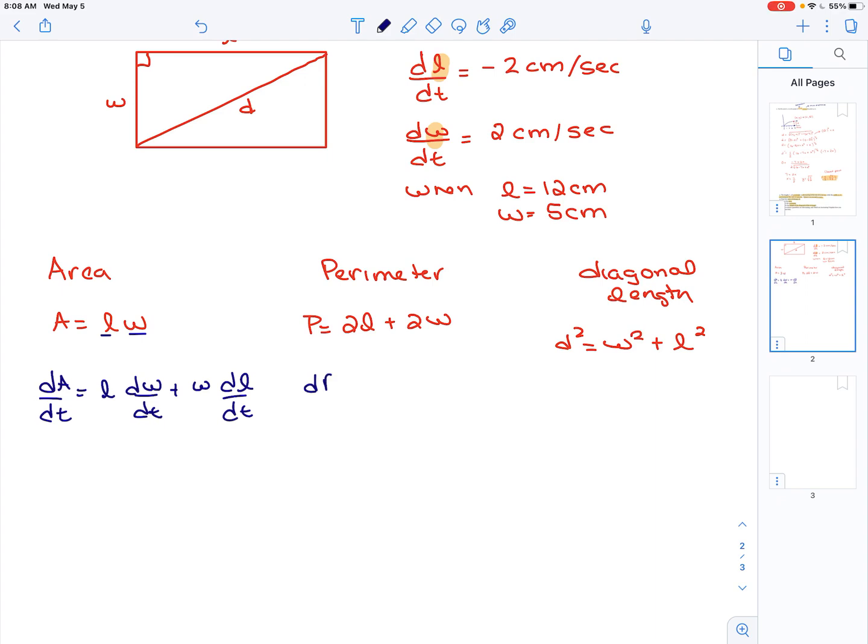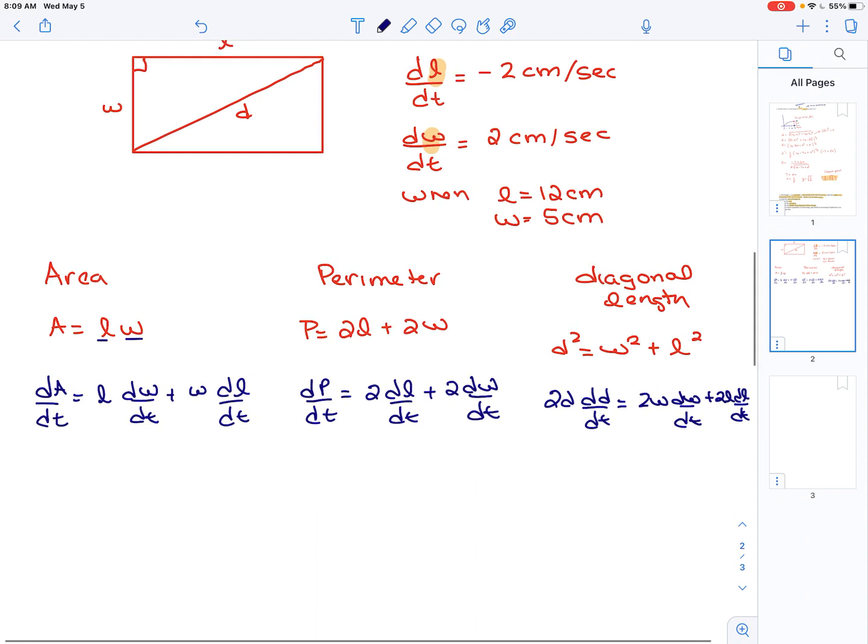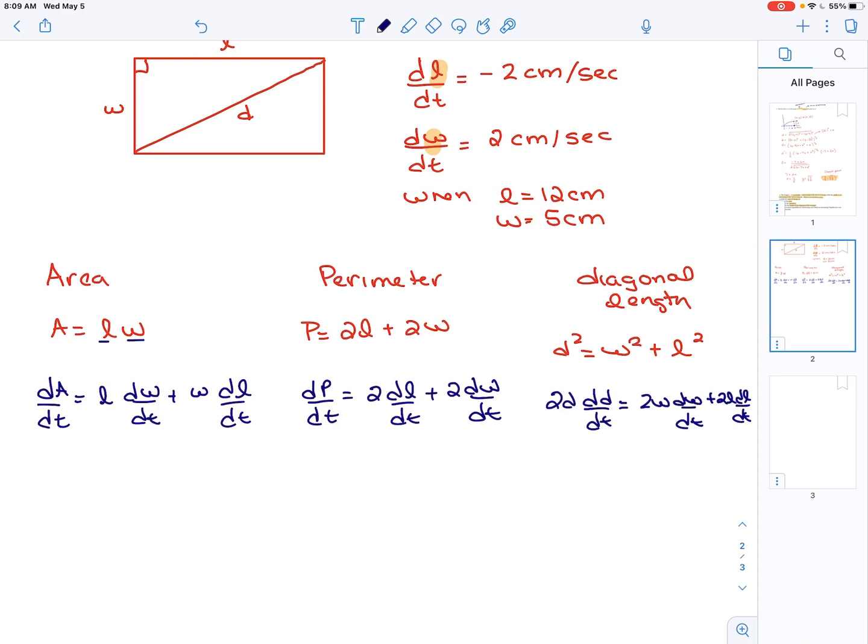Okay, I'm just going to go across and implicitly find the derivative of each of these. Then I have dP/dt, so the perimeter changes, and then I have 2 dL/dt plus 2 dW/dt. And then for this last one, I have 2d dd/dt equals 2W dW/dt plus 2L dL/dt. D was an awkward variable to use there. Maybe C would have been better. All right, so now I've implicitly differentiated.